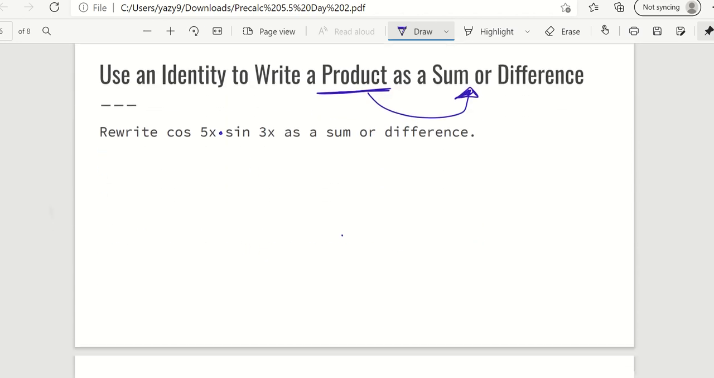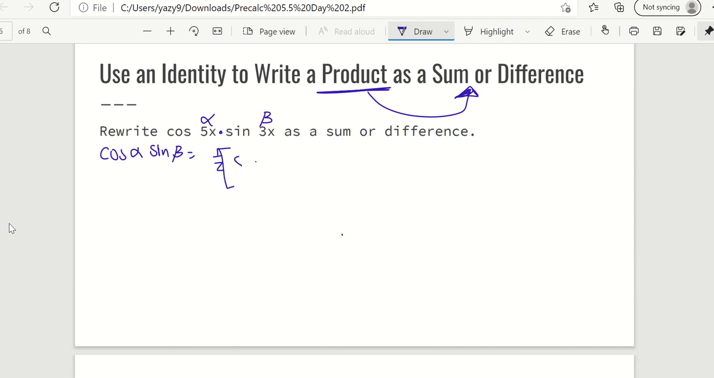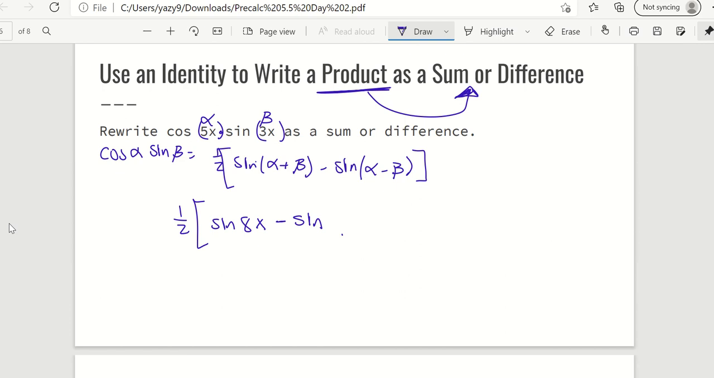So I'm going to call this alpha, I'm going to call this beta, and I'm going to write my rule under here. Cosine of alpha times sine of beta is equal to 1/2 sine of alpha plus beta minus sine of alpha minus beta. All right, now that I wrote that rule, I'm going to plug everything in here. So I have 1/2 sine of, I'm adding both angles, so 5x plus 3x, which is going to give me 8x, minus sine of, I'm going to subtract them now, so 5 minus 3 is 2.